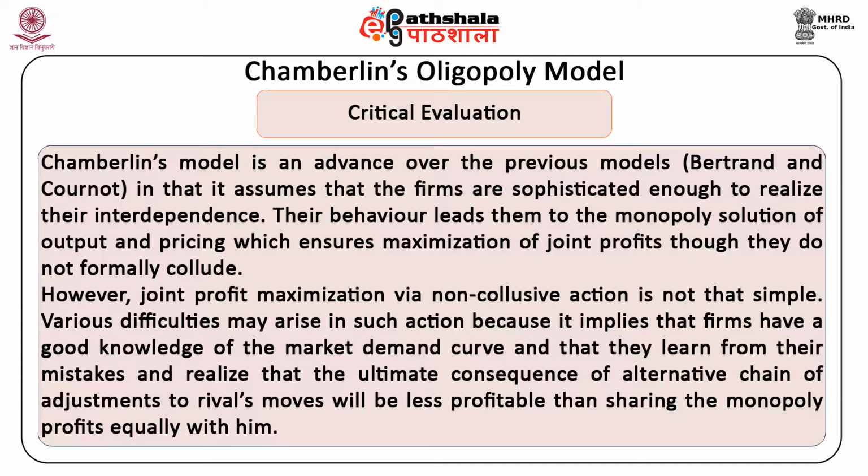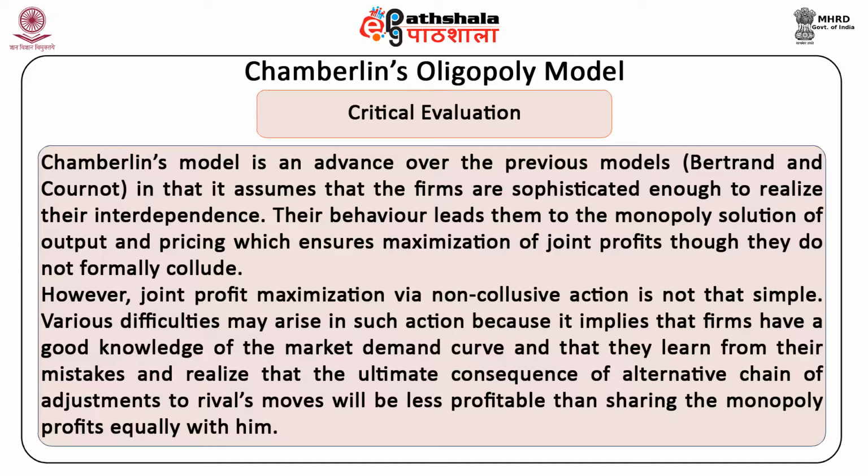However, joint profit maximization via non-collusive action is not that simple. Various difficulties may arise in such action because it implies that firms have a good knowledge of the market demand curve and that they learn from their mistakes and realize that the ultimate consequence of alternative chain of adjustments to rivals' moves will be less profitable than sharing the monopoly profits equally with him.